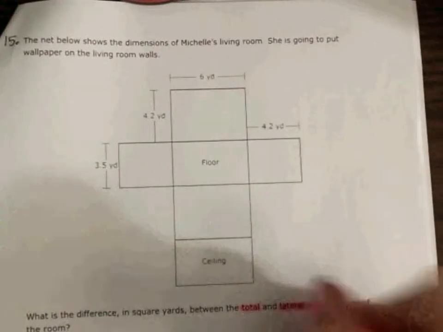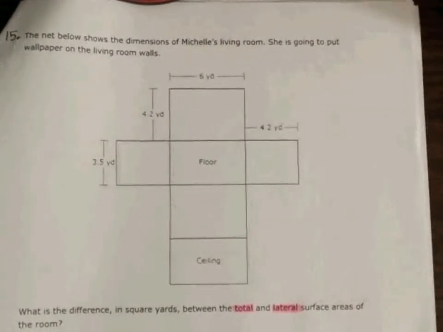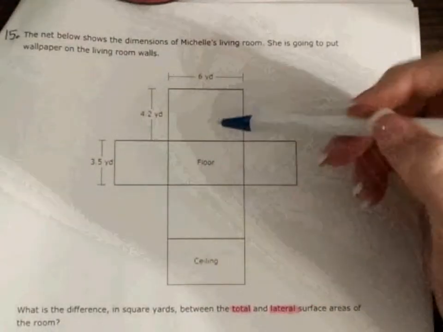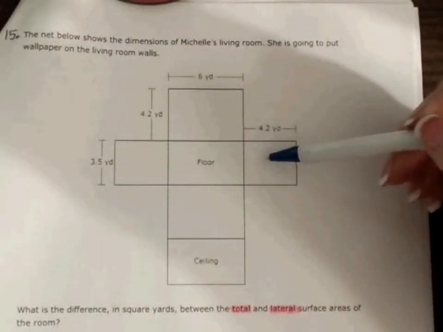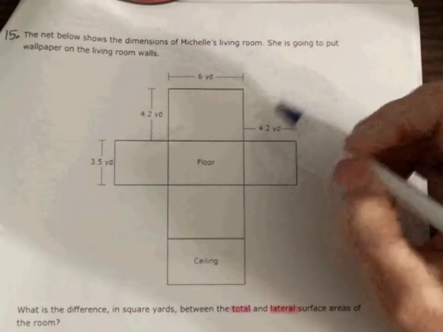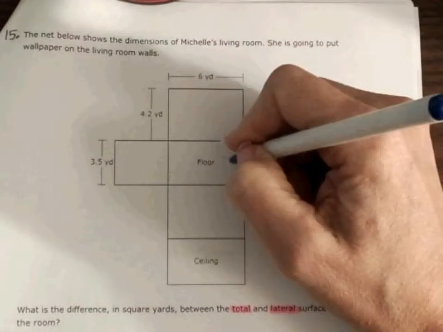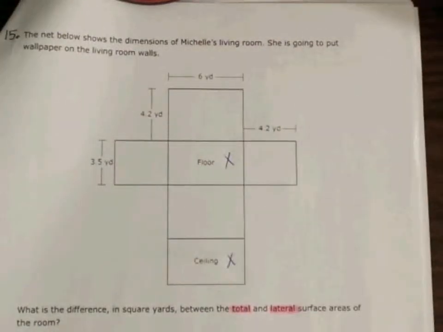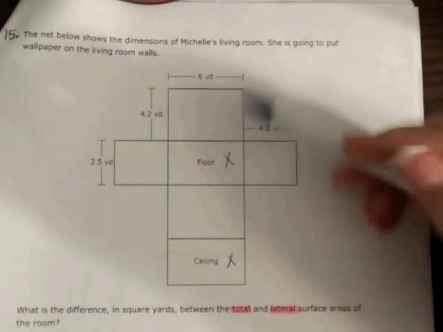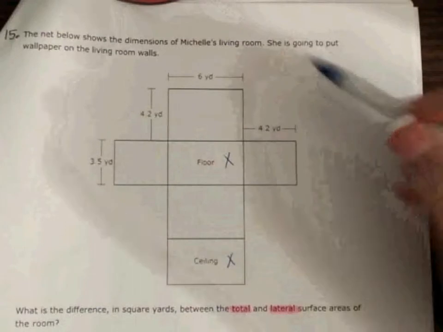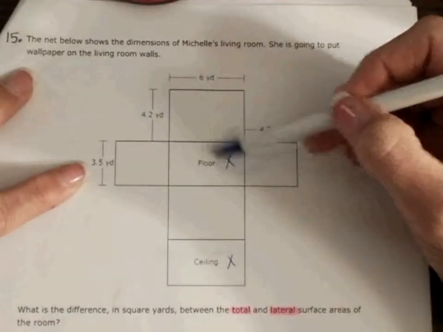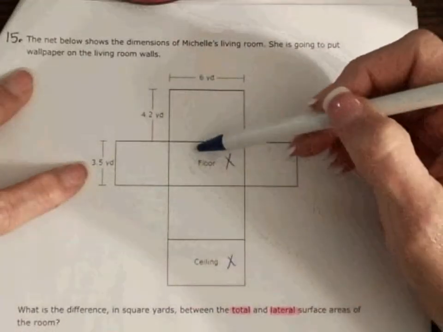So looking at our dimensions, we can see that the floor is 6 yards by 3.5. So I'm just going to write 3.5 times 6 on that one, and the ceiling is the same. Now these two that are the side walls, they are 3.5 times 4.2.